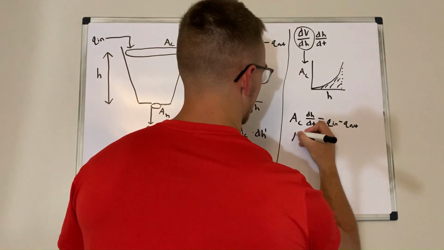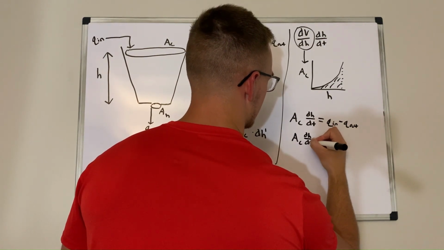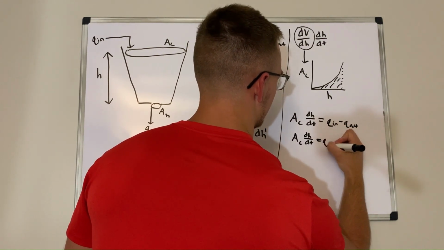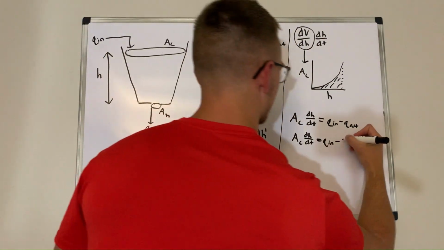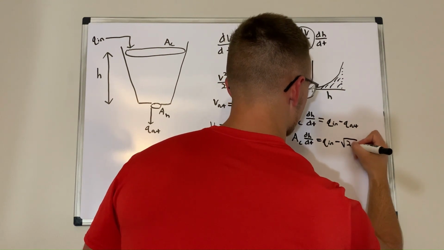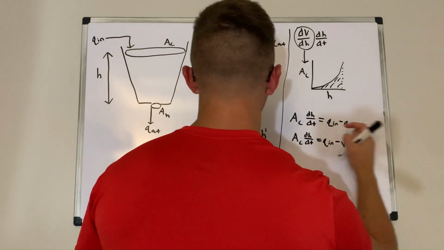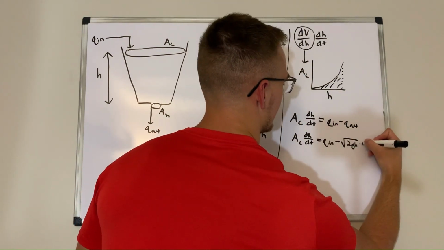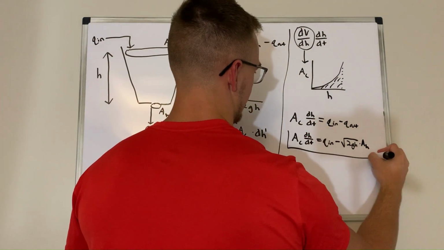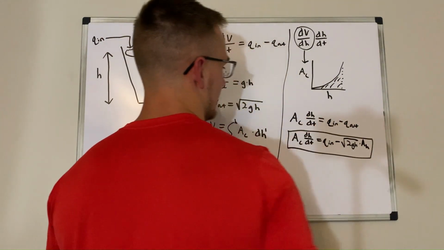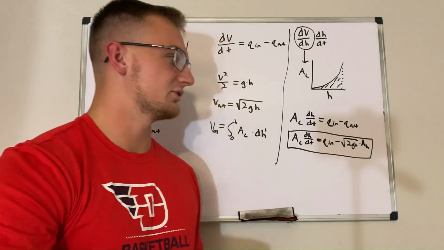So simplifying this down, we'll have the cross-sectional area times the differential change in height is equal to Qn minus, we'll have the square root of 2gh, and then multiplied by the cross-sectional area of the hull, AH. So what we have derived here is essentially some nonlinear ordinary differential equation.